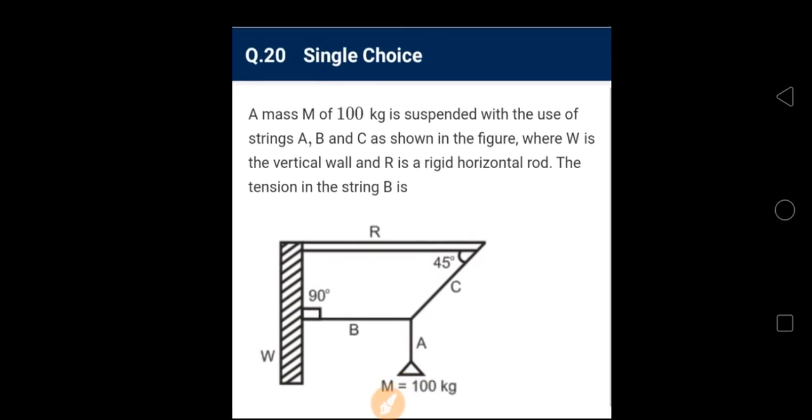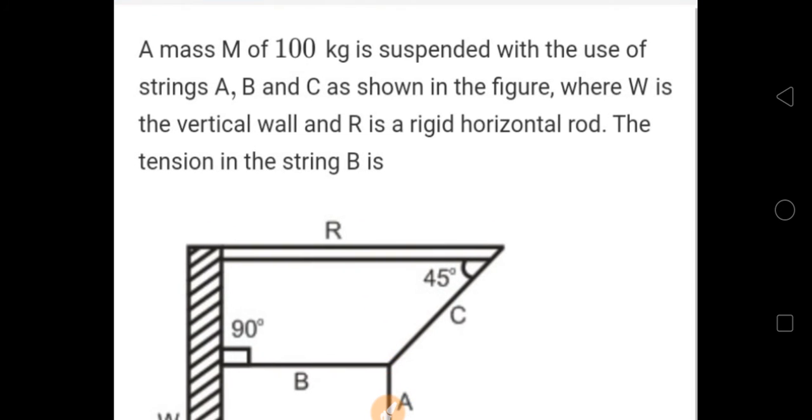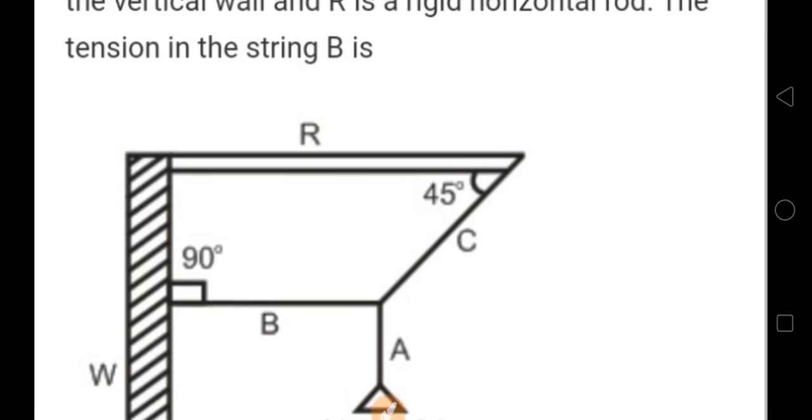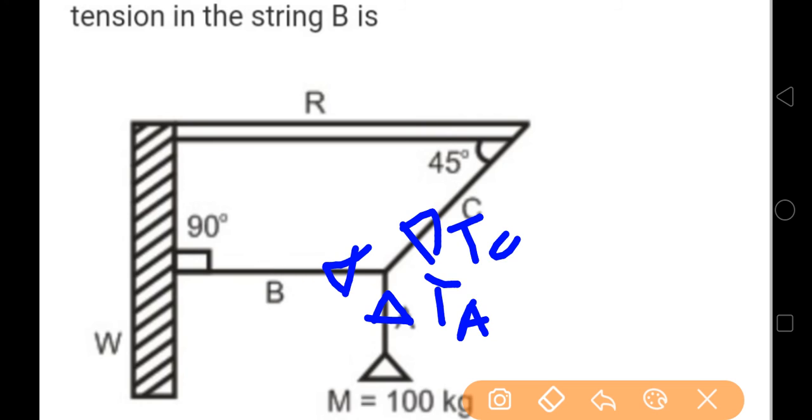Now let's move on to the 20th question. A mass M of 100 kg is suspended with the use of strings A, B and C, where W is a vertical wall and R is a rigid horizontal rod. What is the tension in the string B? So this is a tension force TA, this is a tension force TC, this is a tension force TB, right?